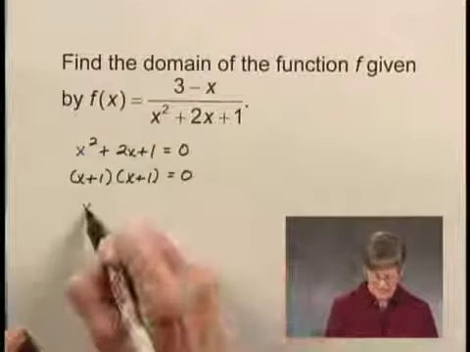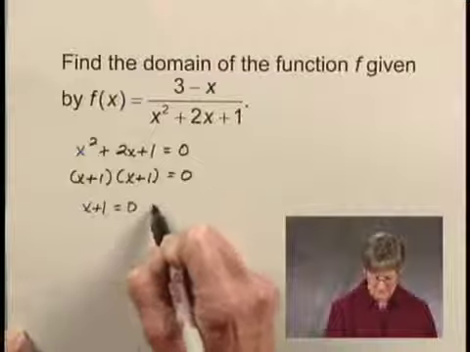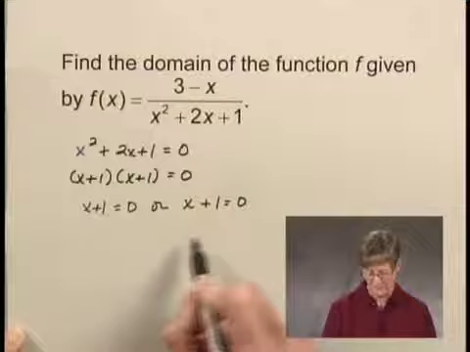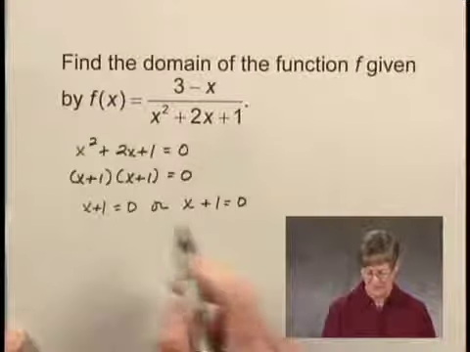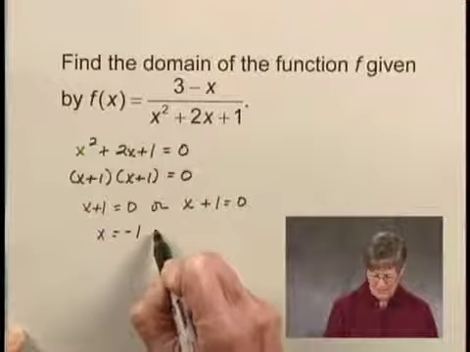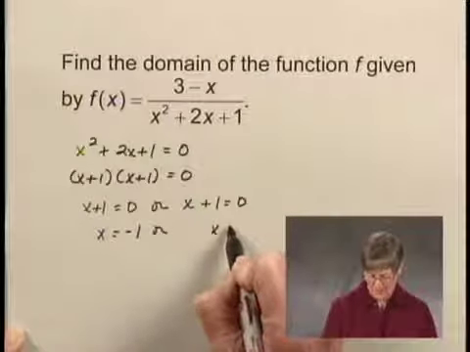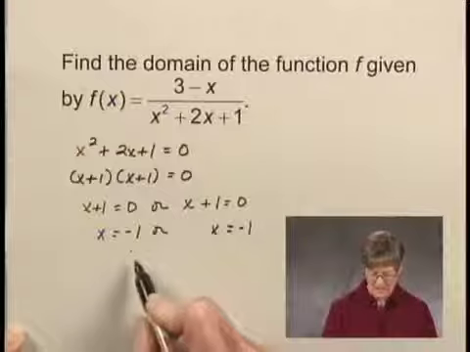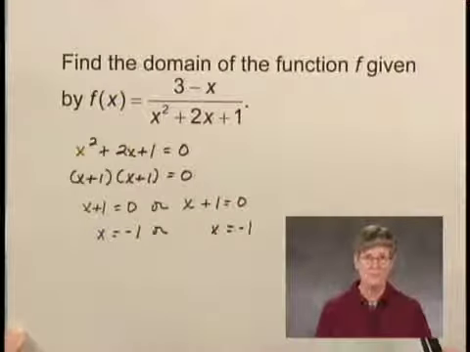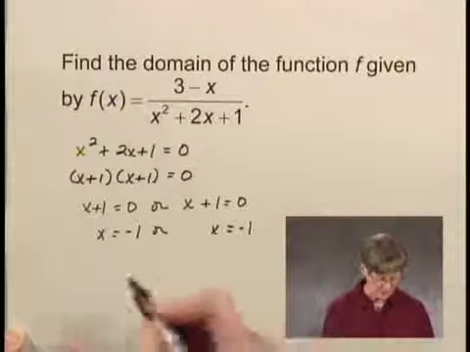And now I can use the principle of zero products. These factors are obviously identical, but the principle of zero products says that the first one can be 0 or the second one can be 0. We're subtracting 1 on both sides of each of these equations to get the solution. And we find that when x is negative 1, this denominator is 0. So we know that negative 1 cannot be in the domain of the function.